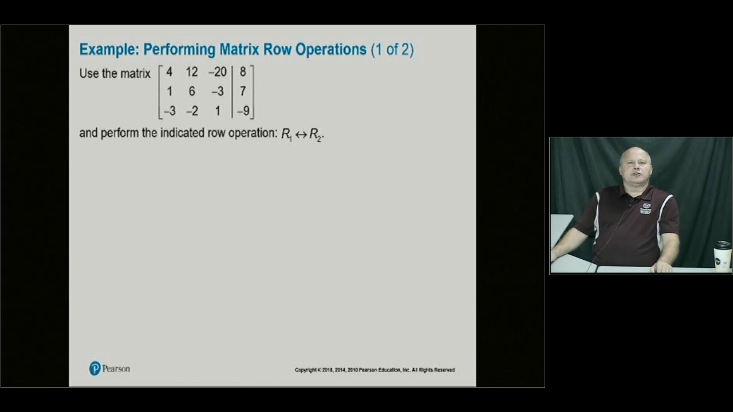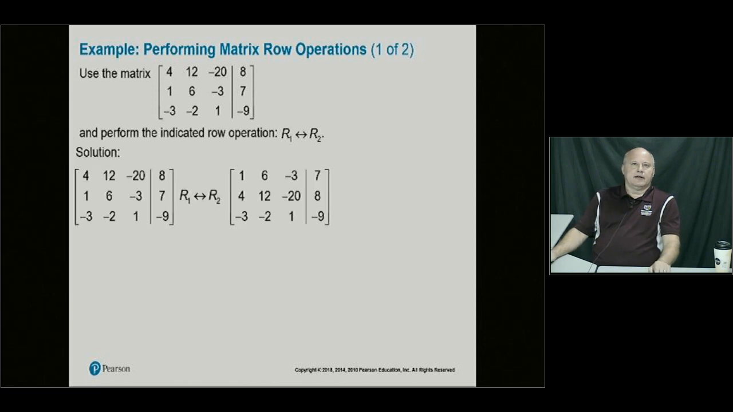Now, why would you want to do that anyway? Well, look at row 2. Look at that first element on that second row. It's 1. Boy, I wish that first element in that first row was a 1, and it's a 4. So I could switch those if I want to. If I do that, the first row becomes 1, 6, negative 3, 7, which was the second row, and the second row becomes 4, 12, negative 28, which was the first row. The third row was not changed.